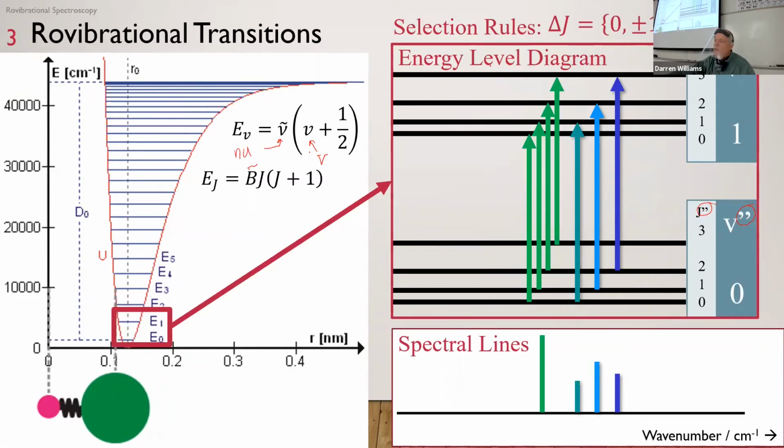So remember, there's a difference between levels and lines. The energy level diagram shows the black energy levels. So those black lines in the energy level diagram are the levels, and the spectral lines are differences. Yes?